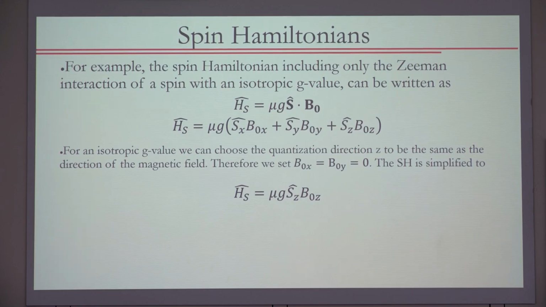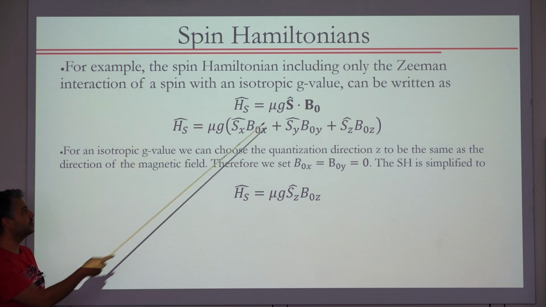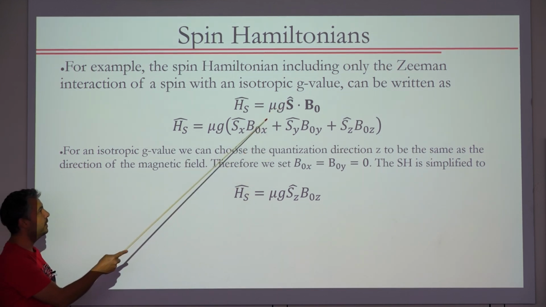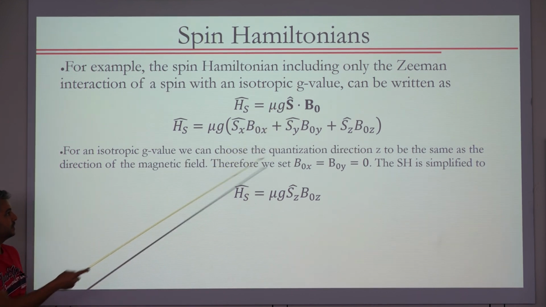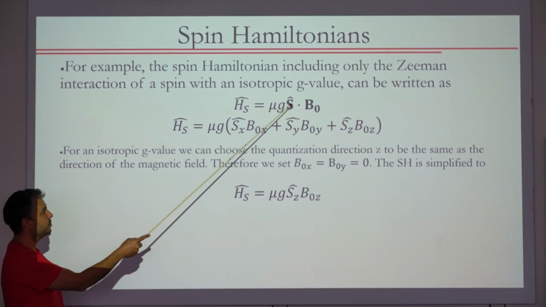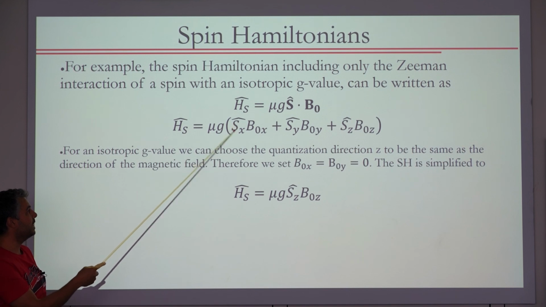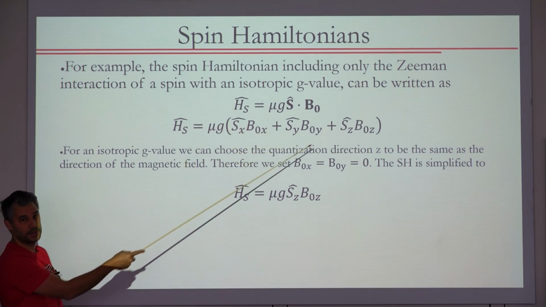So if we take, for example, the spin Hamiltonian of a simple one electron with an isotropic g value. Isotropic means the same in all directions. We write the spin Hamiltonian as this scalar product. That is, we saw that before. And then the scalar product is just the sum of the products of the components. So this would be the Sx operator times B0x, etc.